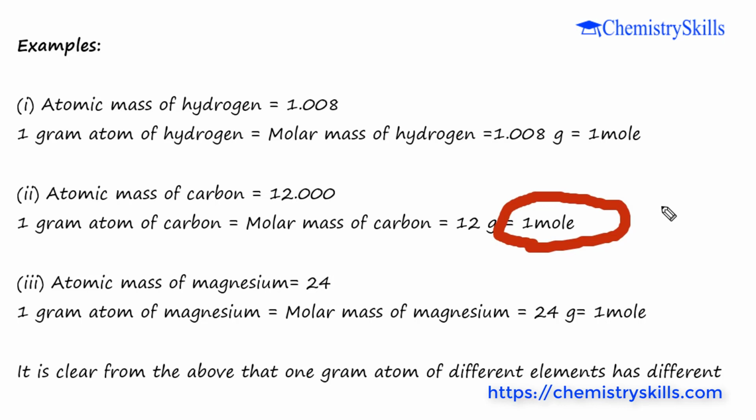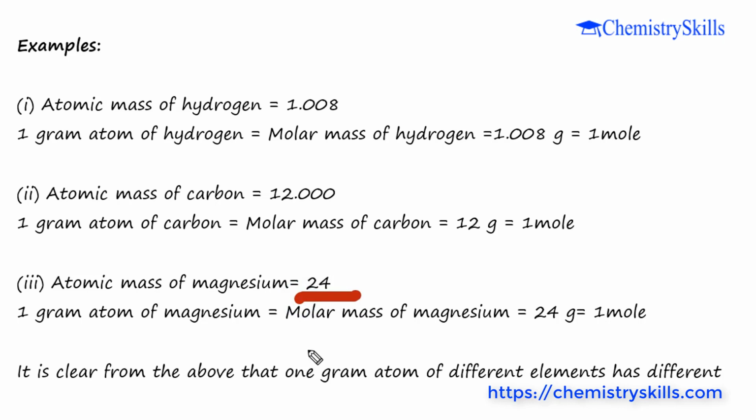Interesting? But I think now you have come to know. Okay, now let's move towards the next example. Atomic mass of magnesium is 24 AMU. How much is 24 AMU?